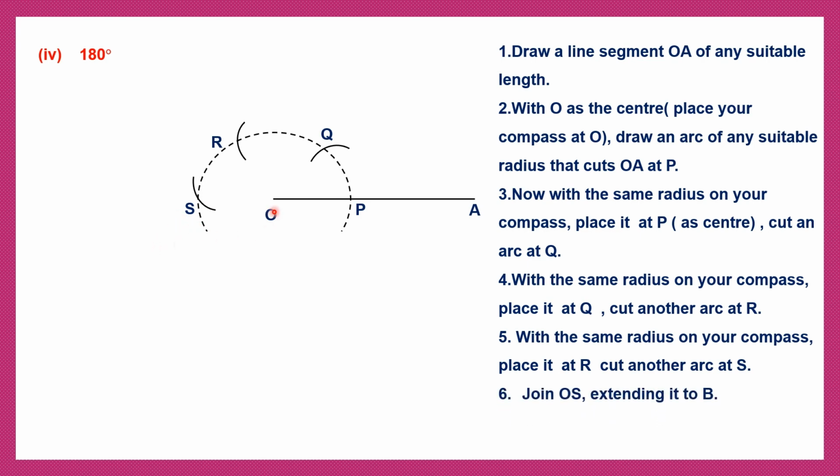Now join OS, this point, join OS, can you see that? And extend it up to B. So now what do we have? Angle AOB. So that is an angle. Though it looks like a straight line, it is an angle. You saw how we formed that angle, isn't it? Angle AOB is equal to 180 degrees. So I hope you have understood. Go through it carefully. So the final construction here, we've got 180 degrees.